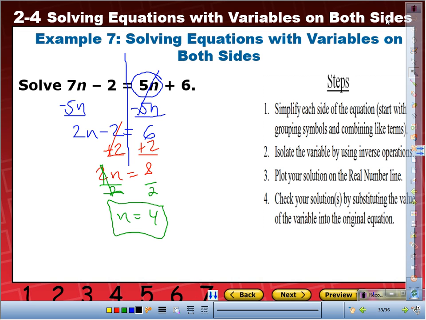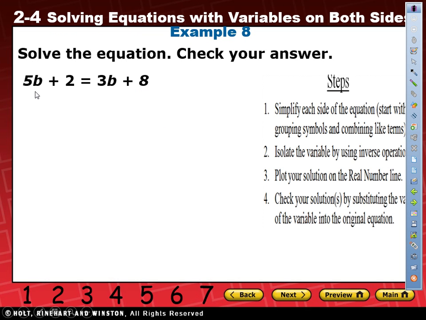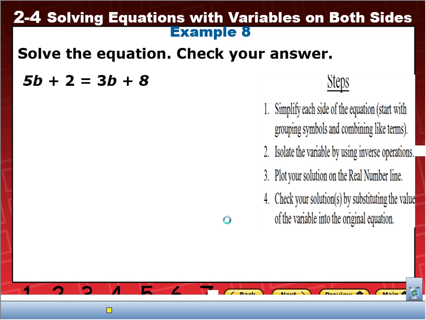All right, do this next one by yourself. Here we go. Example 8. Copy that one. 5b plus 2 equals 3b plus 8. See what you get for that one. Go step by step.